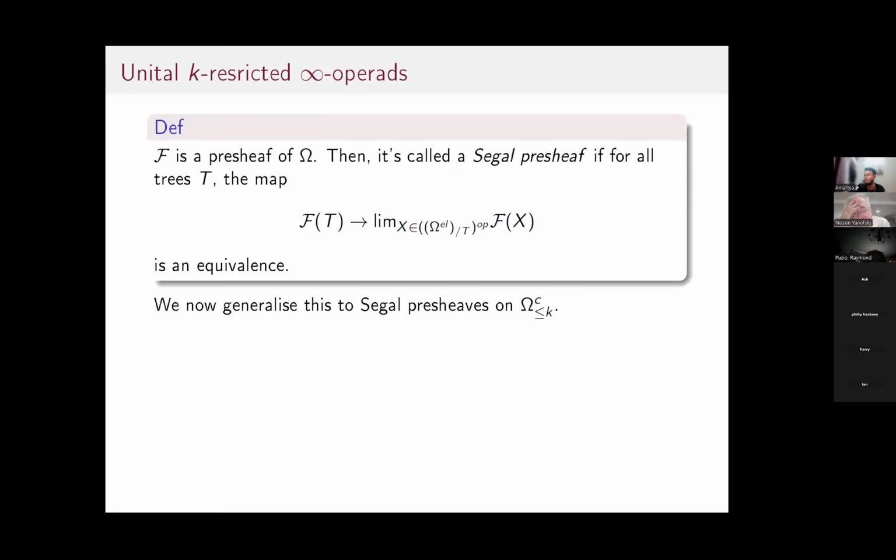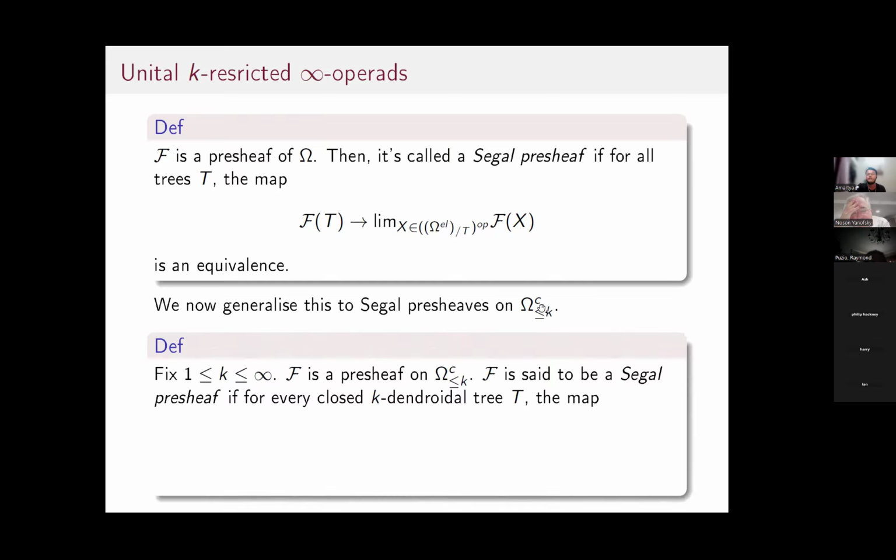This is the core idea: we are generalizing this to sigma C less than or equal to k. Here's our definition. We start with a presheaf on sigma C less than or equal to k. Then it is said to be a Segal presheaf if for every closed k-dendroidal tree T, this map right here, similar to this one, is an equivalence. Remember, here we are taking the closure. That is something that you should remember.